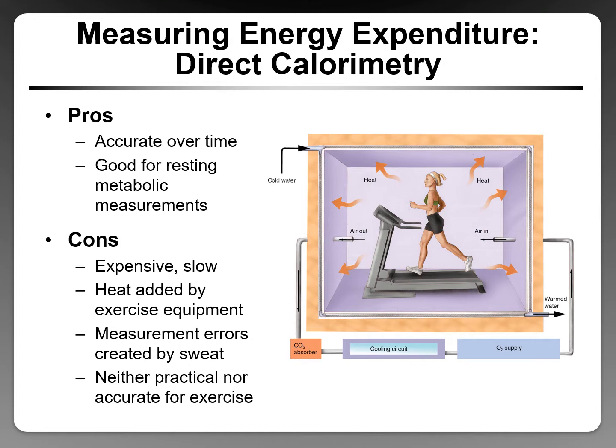However, as you could probably guess, having an entire room dedicated to just measuring somebody's body temperature is incredibly expensive. Also, to get really accurate results, you have to do this for days at a time, so you're kind of holding your subjects hostage. So it's very slow. Also, we have some issues with heat being added by any exercise equipment. We can also have some measurement errors from sweat, and it's not really practical nor accurate for exercise. So realistically, we tend to use direct calorimetry more for nutrition studies than exercise studies.